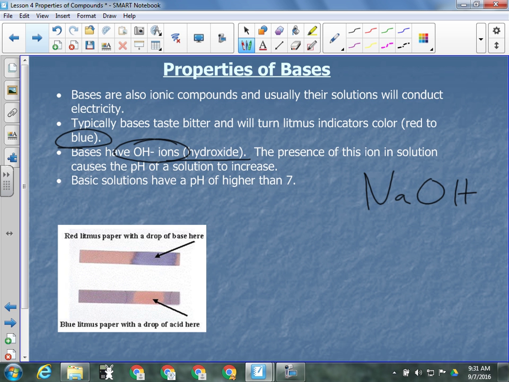But anything that has that OH ion in it, when it hits water and goes into solution, it splits up into whatever the metal was and OH. Okay, and that OH will make the solution very, very basic. So basic solutions have a pH that is higher than 7.